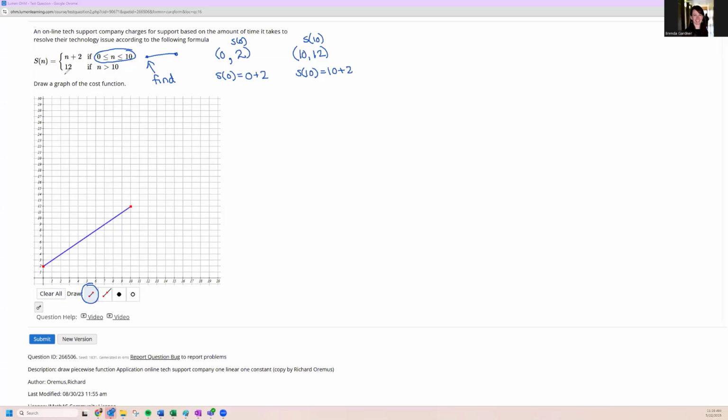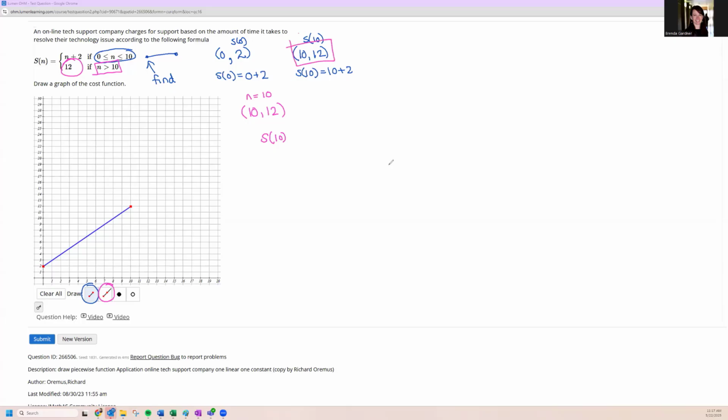Next, let's calculate the next piece. So notice that we're trying to draw the graph for n greater than 10. So that means I'm going to have a ray for n greater than 10. Now, even though we know that it's greater than 10, we're going to find when n is equal to 10 using this 12. So at 10, s of 10 is equal to 12. That happens to be the same thing as we had before.